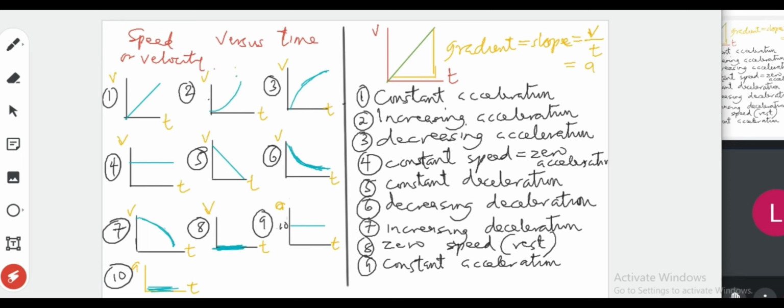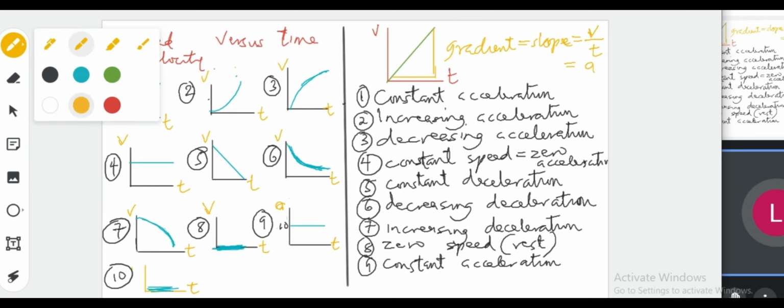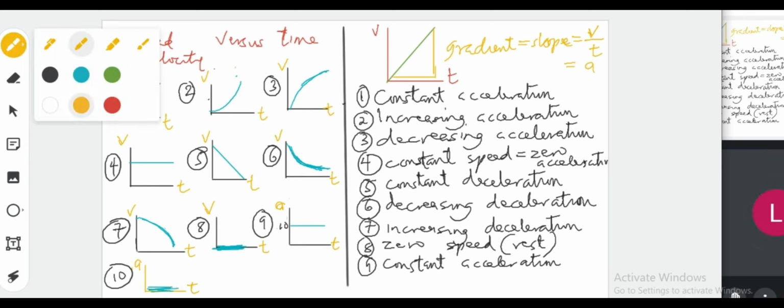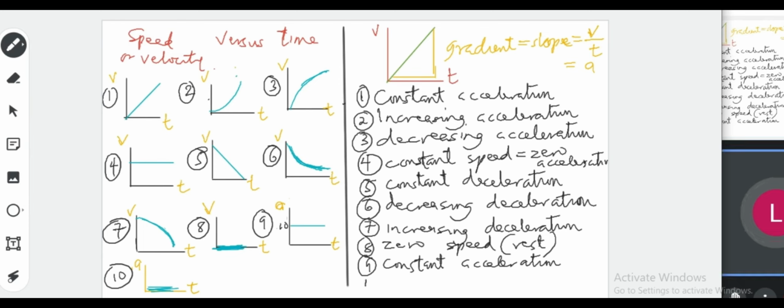What about number 10? I think it's a rest. Number 10, check it properly. That's acceleration against time. What's the value of the acceleration? Zero, is it not? But the time is still moving. So it's zero acceleration. Zero acceleration simply means constant speed. If something doesn't have an acceleration, it means it is moving at a constant speed.